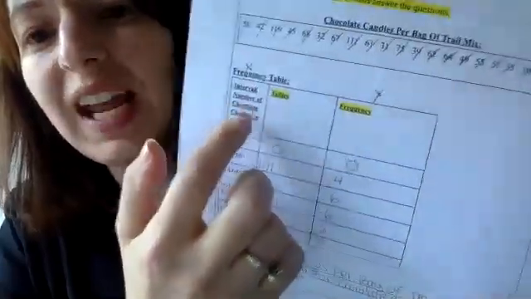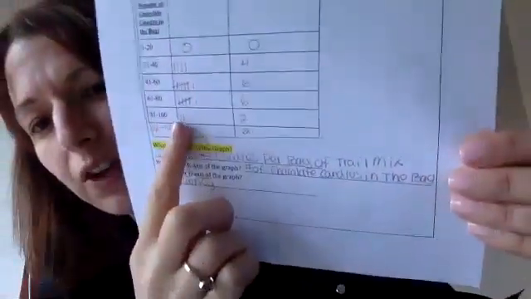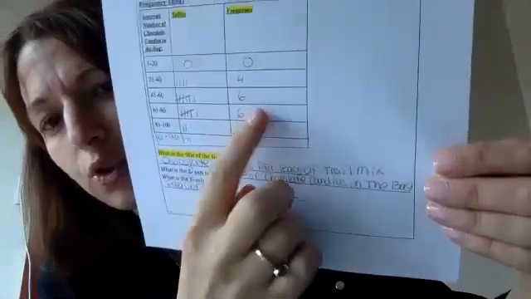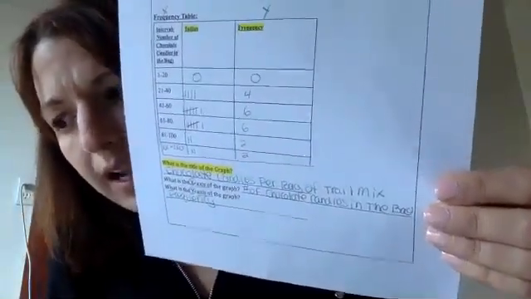So the number of candies would be on the horizontal, from left to right. This way is x. Top to bottom is vertical. So this goes on the x and this goes on the y. All right? Always remember, the first column is always your x in a table, and usually the second or the last column is your y. All right?